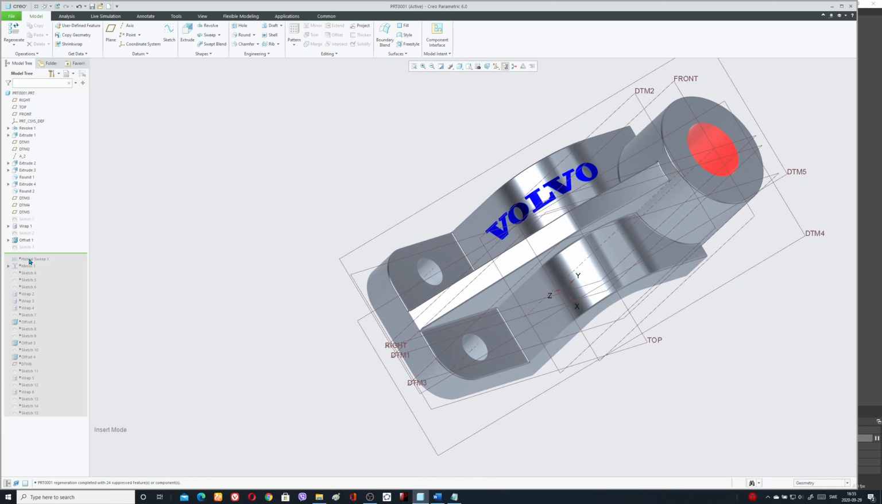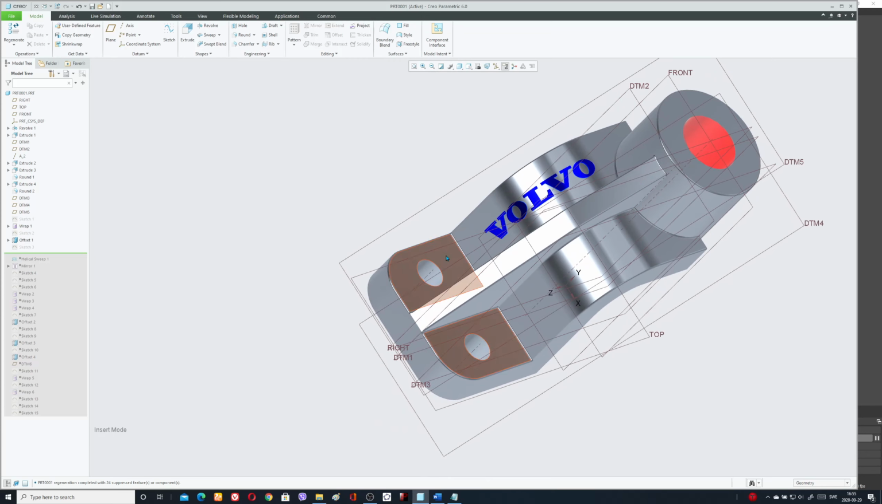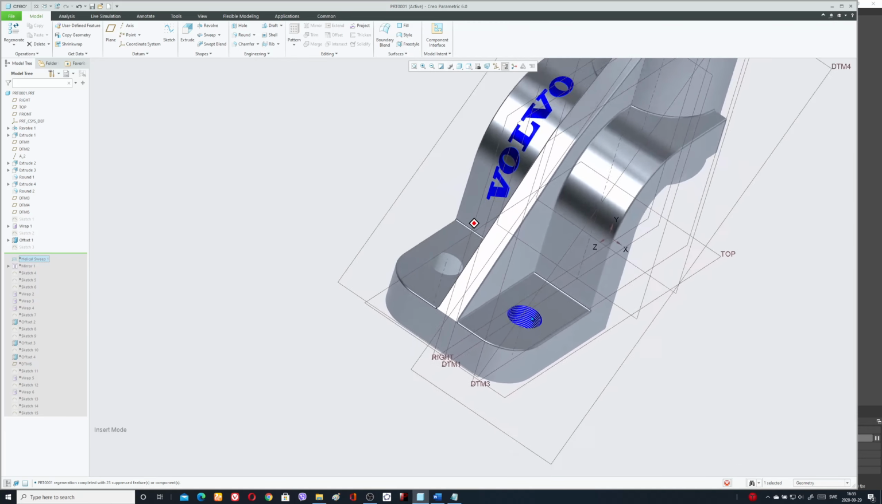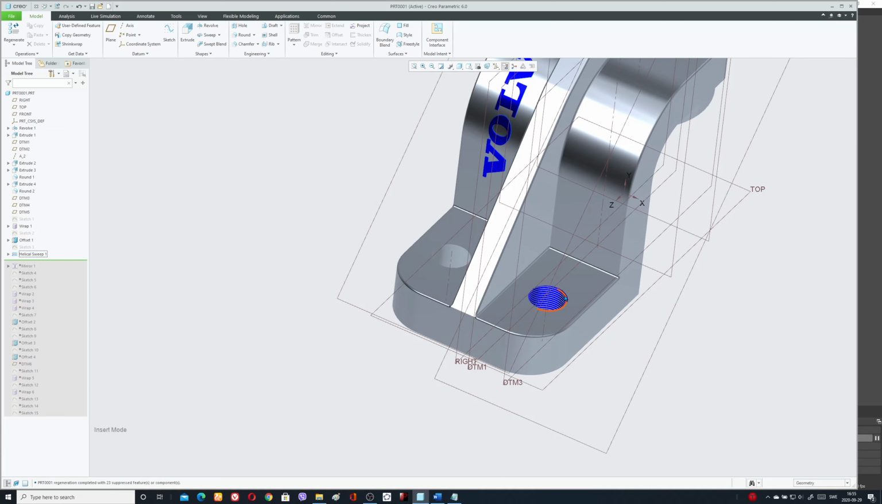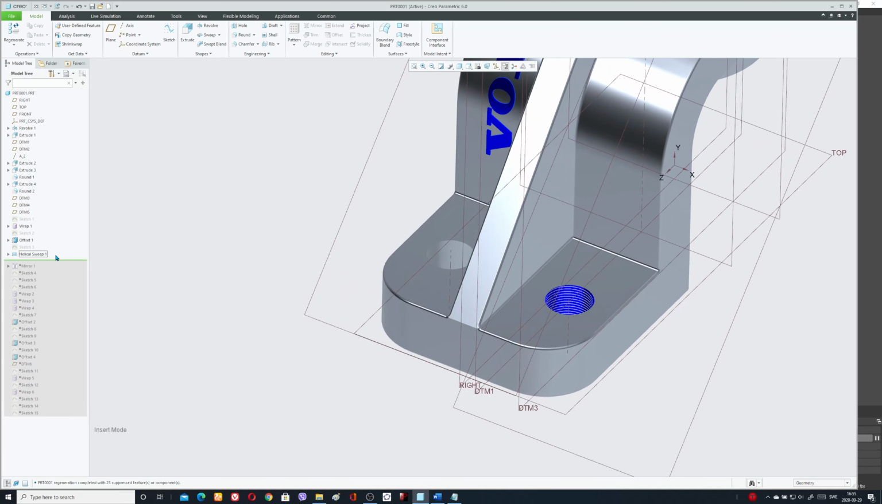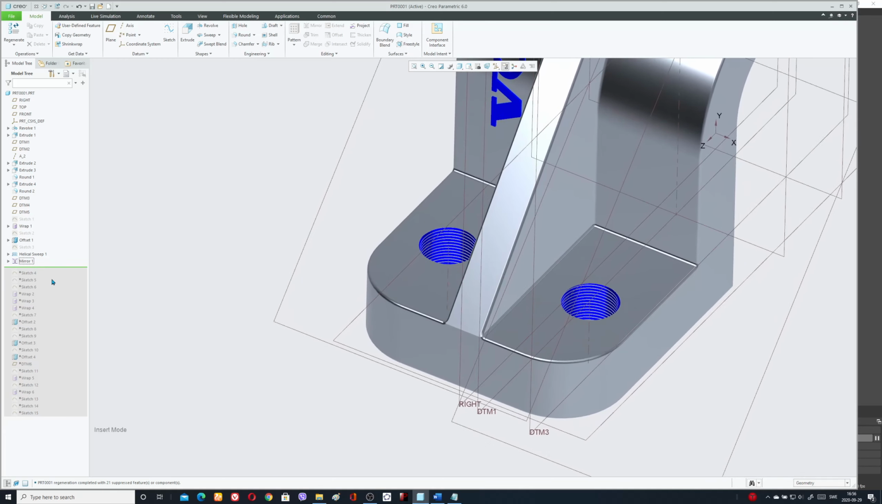So now, after that, I constructed this thread, which is approximately, I think, 20 millimeters, something like that. And when I did that, I mirrored this on the other side.